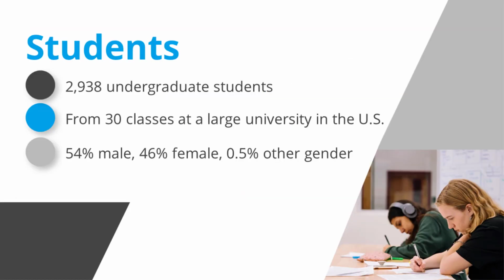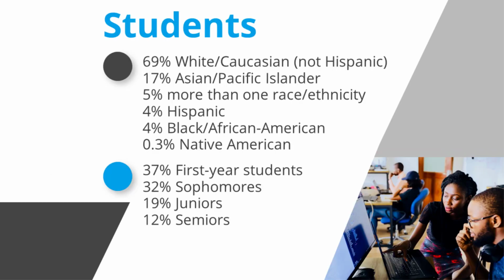The data set included 2,938 undergraduate students from 30 classes at a large public university. 54% self-identified as male, 46% as female, and 0.5% as another gender. Their self-identified racial ethnic identities are shown here, along with the percentage of students by year.